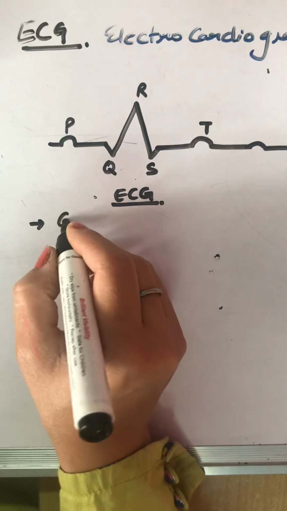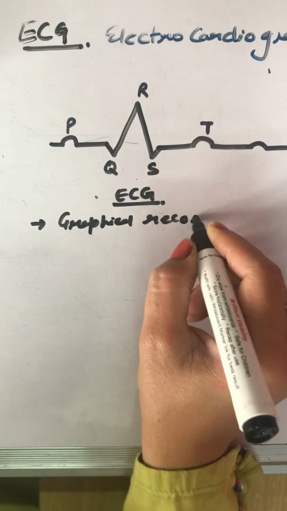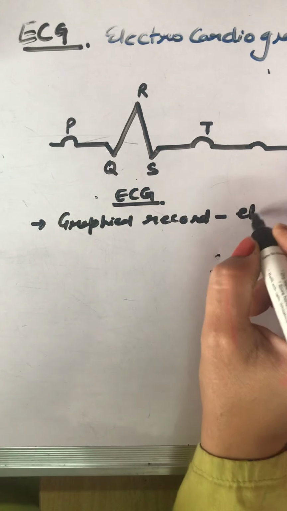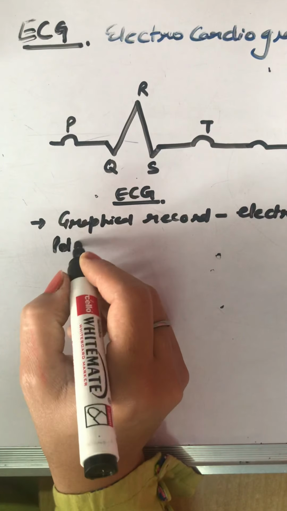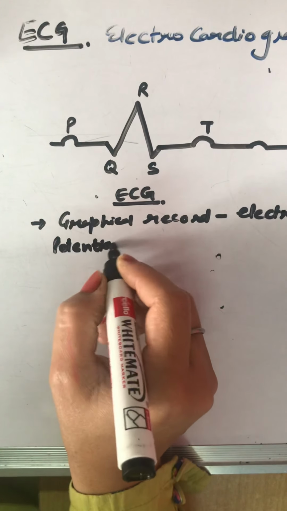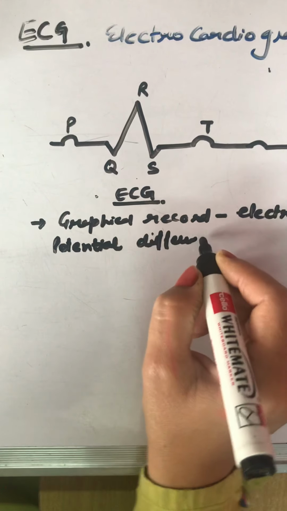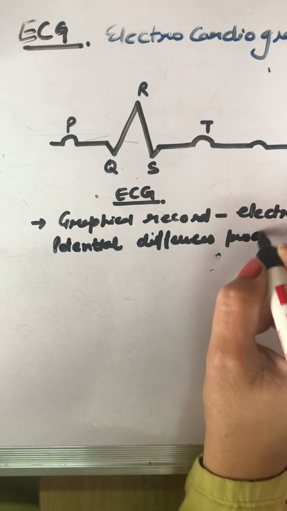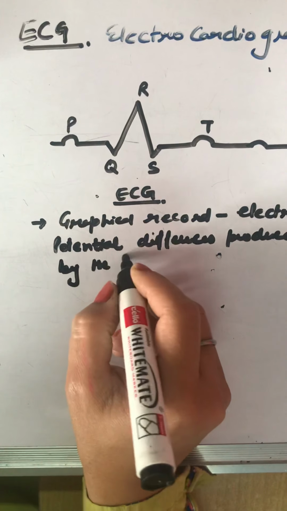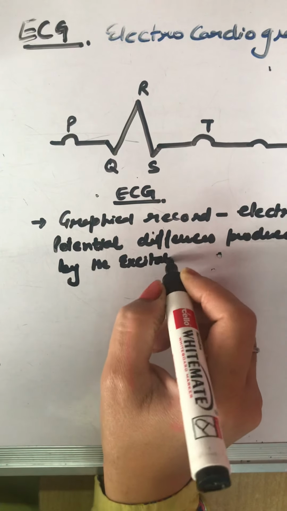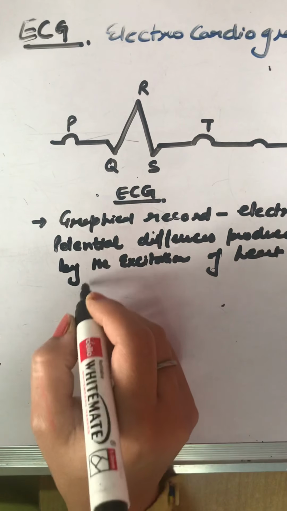What is ECG? Graphical record of electrical potential differences produced by the excitation of heart muscles.